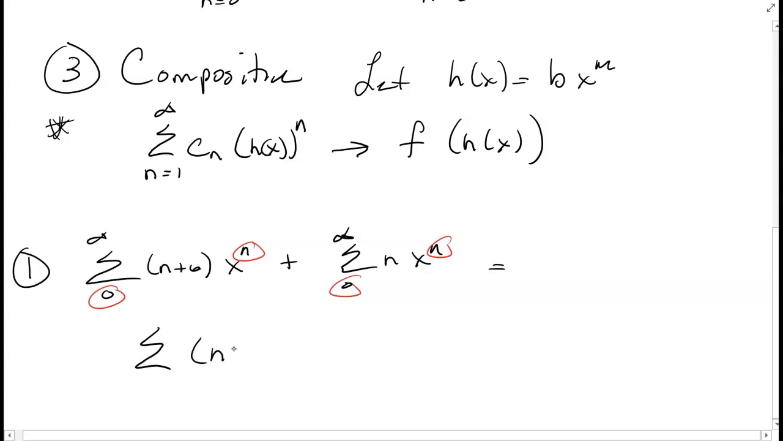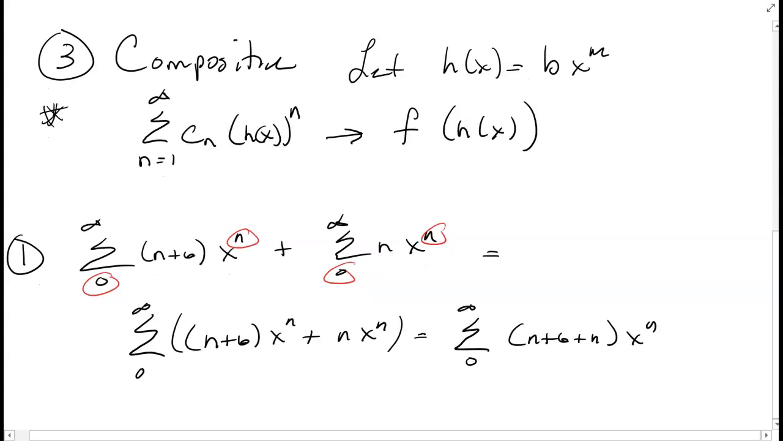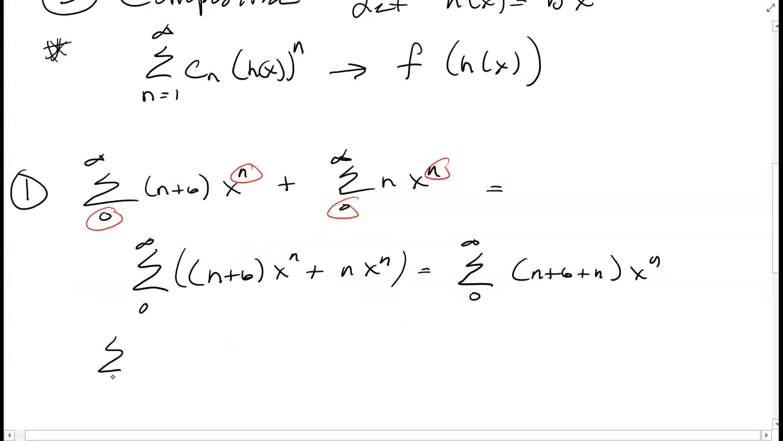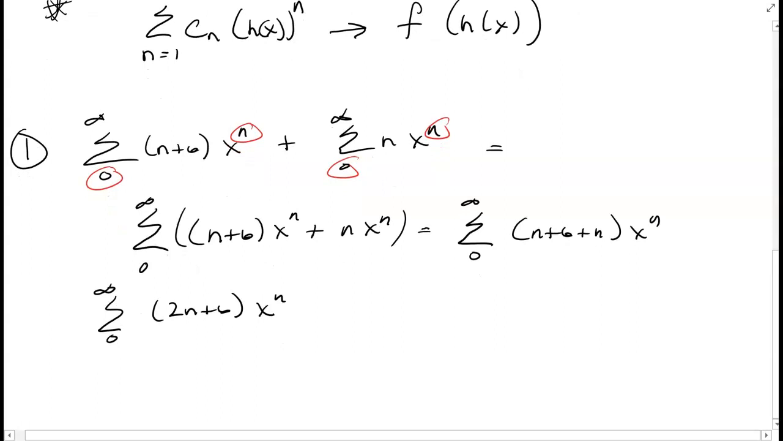All right, we can do this. n plus 6, x to the n, plus n, x to the n. All right, and then we can also do this, n plus 6 plus n, x to the n, which of course would give us... all right, so you can actually add series together. Again, as long as those two conditions hold, the counter starts the same, and it's the same x and same power. Okay?